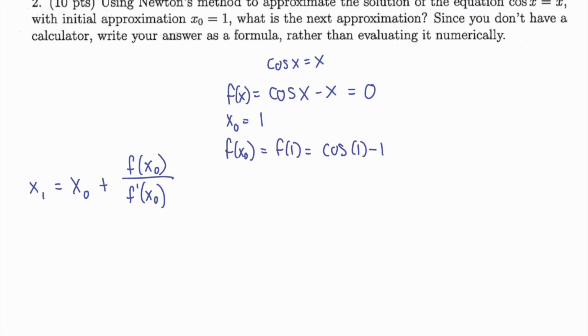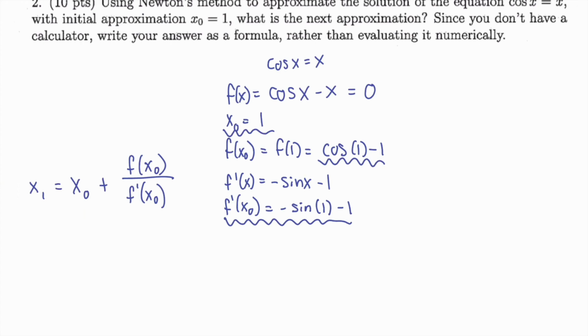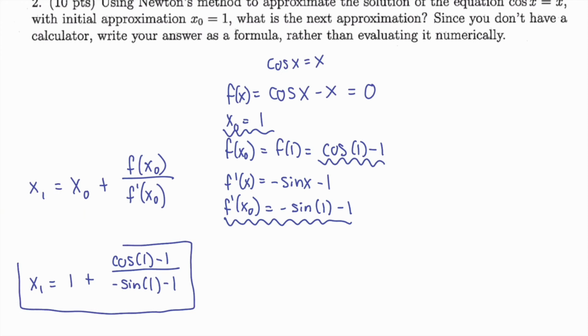And then we're also going to need our derivative, so let's calculate that now. That's just going to be minus sine x minus 1. And at our approximation becomes negative sine of 1 minus 1. Okay, so now we have all these pieces here that we can plug into our Newton's formula. So that just becomes 1 plus cosine of 1 minus 1 all over minus sine of 1 minus 1. And since we don't have a calculator on the test, we can go ahead and leave it like that.